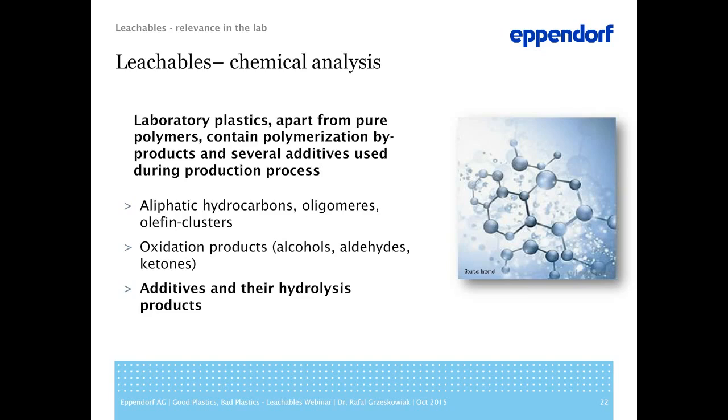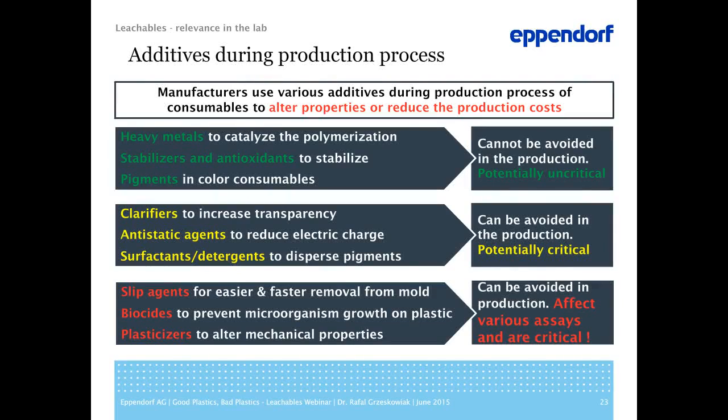So let's have a closer look at the additives used during the production process, because these are the substances making the problems. There are many various additives used by the manufacturers during the production process of consumables, mostly to achieve certain properties of the consumable, or even often simply to reduce the production costs. In the table here are summarized most additives, grouped according to their potential negative influence on various assay systems. The first group contains heavy metals used to catalyze the polymerization, and stabilizers and antioxidants to stabilize the polymers and to extend the shelf life of consumables. And finally, of course, we have pigments in the case of colored consumables.